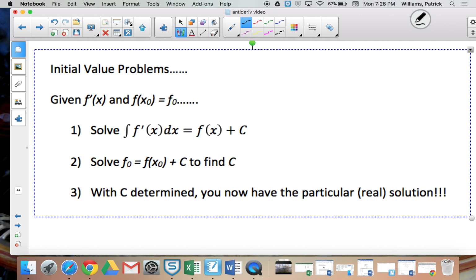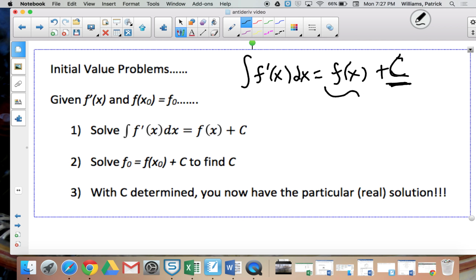Hello everyone. So in this video we're going to be talking about how to solve something called initial value problems. What you might have noticed is that when we've been looking at indefinite integrals so far, if I look at the indefinite integral of f prime of x dx, that will give me some function f of x, or the antiderivative of f prime of x, plus this constant c. And you might be asking yourself, how do we find this constant c? Well, that's what initial value problems are all about.